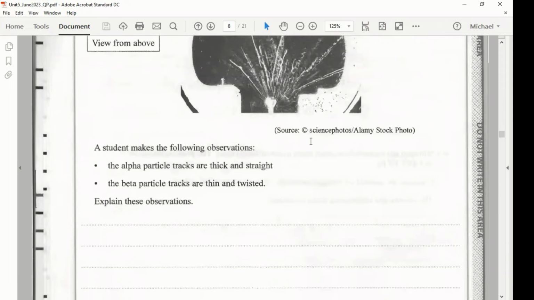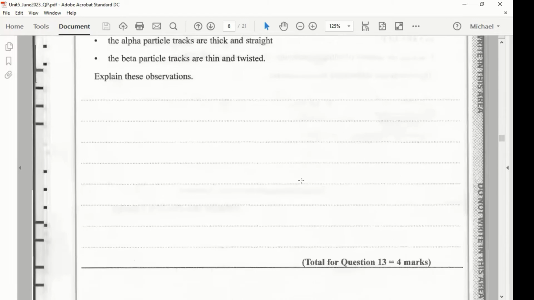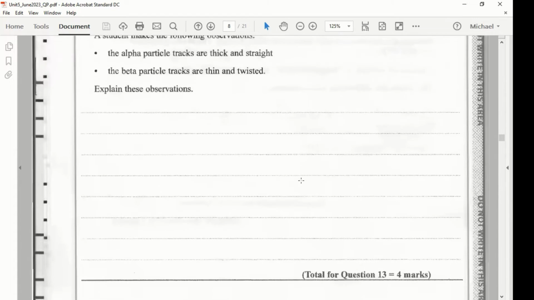The beta particles are thin because it's less ionizing, and therefore there are less ionizations taking place. And it's twisted because it has much less momentum, because it's a much smaller particle. It has much less momentum, and it's knocked on its way through, and so it takes a twisted route. I reckon that's a pretty straightforward 4 marks, as long as you say each one in turn. So you're talking about ionization and you're talking about the momentum of the particle. I think you're going to get all 4 there.